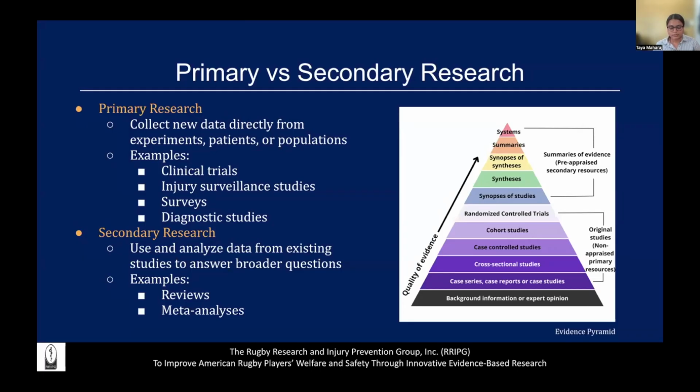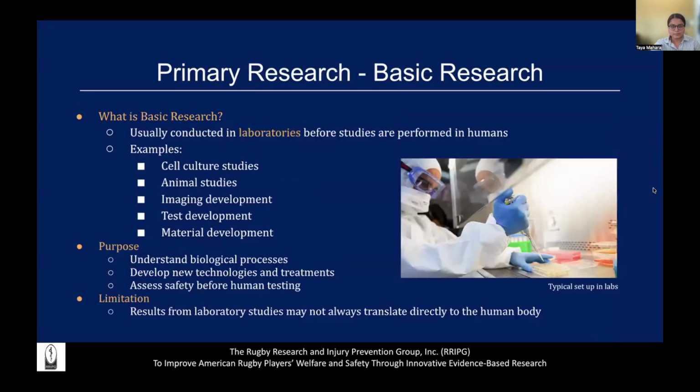The image here on this screen is an evidence pyramid, and it illustrates how different types of evidence are organized. At the bottom of the hierarchy are individualized studies, and more towards the top are systematic reviews and meta-analyses because they combine findings from multiple different studies and provide a broader range of available evidence.